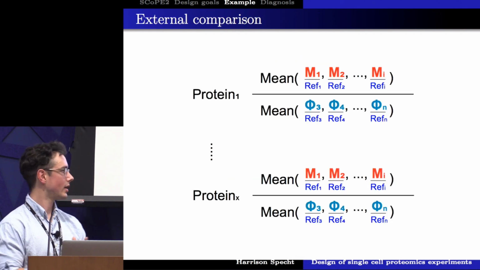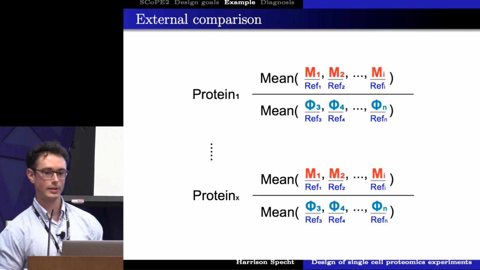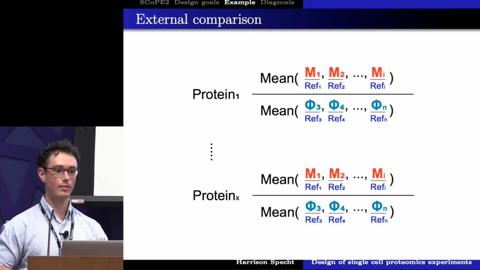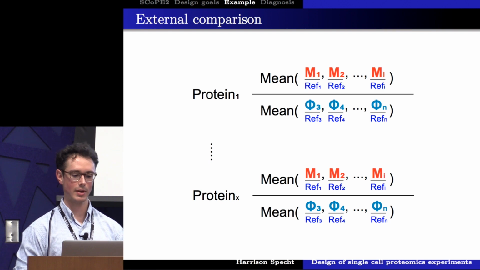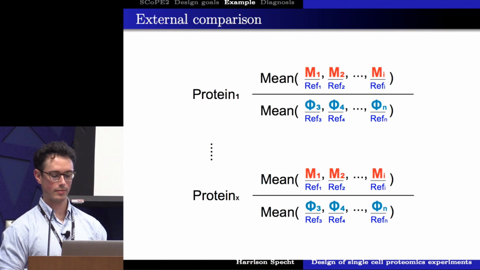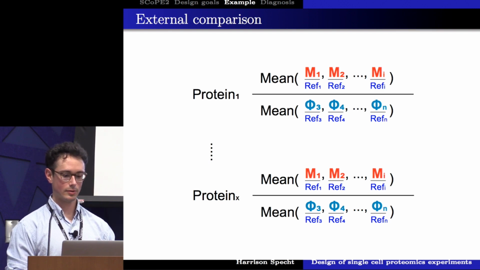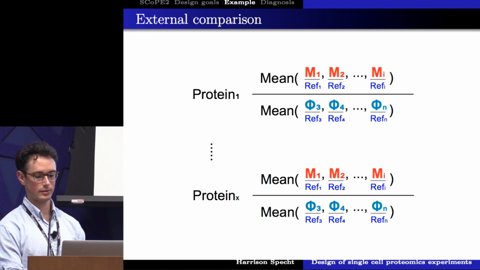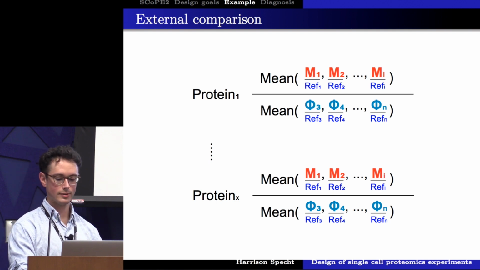Great. So we've covered internal consistency, we've covered internal validation, and we have more confidence in our data now. But let's take a further step and really be more confident that we can trust our data. So here we can do external comparisons. We can compare our single cell data to bulk proteomic data.